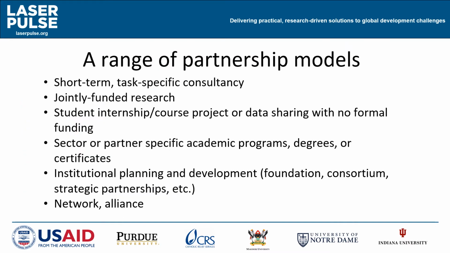A range of partnership models exist on a spectrum of small to large and informal to formal. Some examples include short-term tasks and consultancies, jointly funded research, small agreements with no formal funding, programs and degrees, institutional level partnerships, and network or alliance partnerships. Explore what kind of partnership would be most appropriate and effective for your goals.